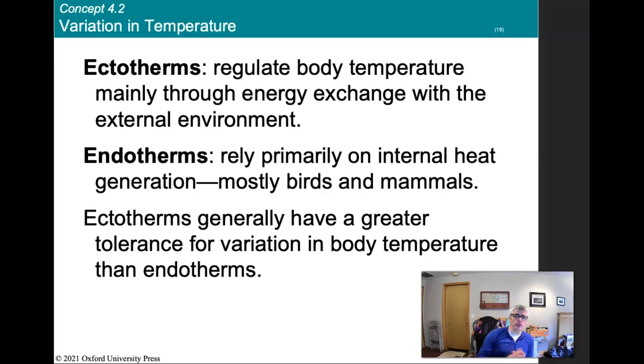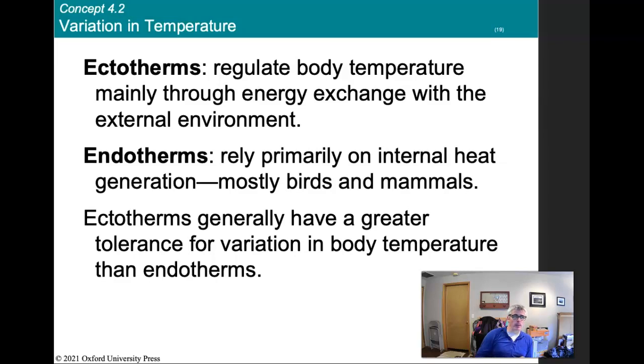And so hopefully these terms are reviewed, but we have ectotherms and endotherms. Ectotherms regulate body temperature mainly through environmental exchange with the external environment. Ecto, outside, therm, temperature. Ectotherm, outside temperature. Endotherms, endo, inside, therm, temperature. These rely primarily on internal heat generation, mostly birds and mammals, and ectotherms generally have a greater tolerance for variation in body temperature than endotherms.